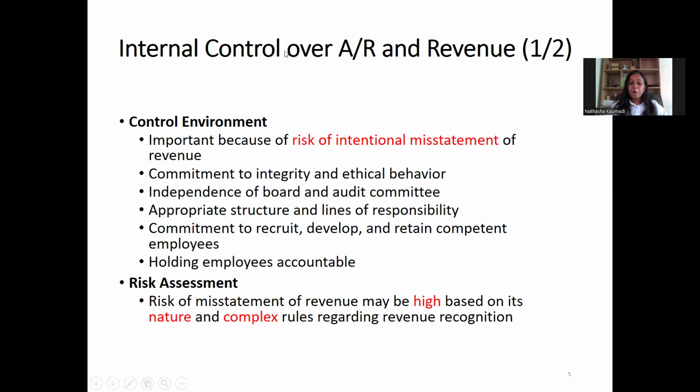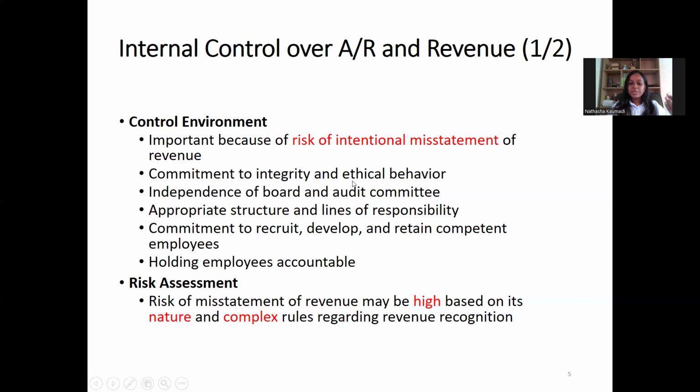It's basically important because of the risk of intentional misstatements of revenue. You have to see the control environment. You have to understand what the control environment is in this company. What is the support taken from the top management? Whether top managers of this company are very keen about the internal controls placed, whether they are doing any malpractices, something like that.